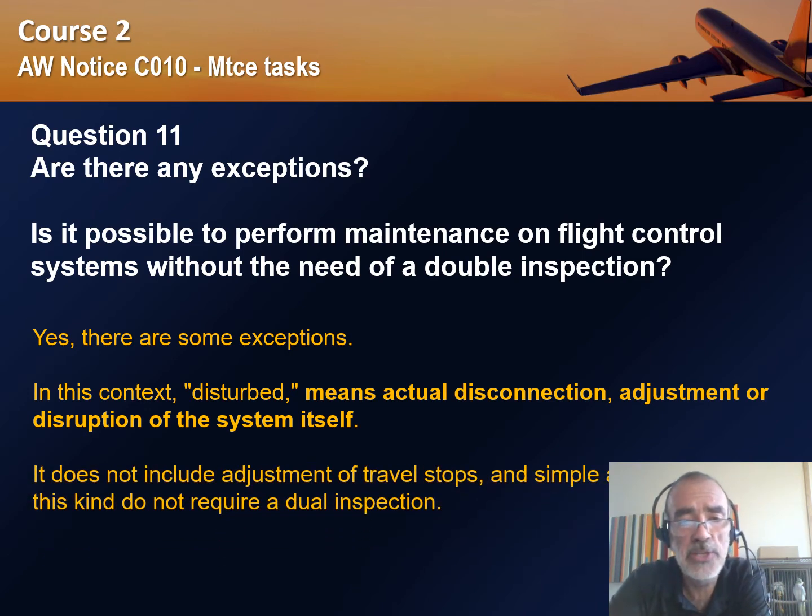It does not include adjustment of travel stops, and simple adjustments of this kind do not require dual inspection. As you will find out, flight controls do have travel stops, mechanical stops, to prevent, for example, an aileron from moving too much up or too much down. So those mechanical stops, if they need to be readjusted, you do not need a second inspection.